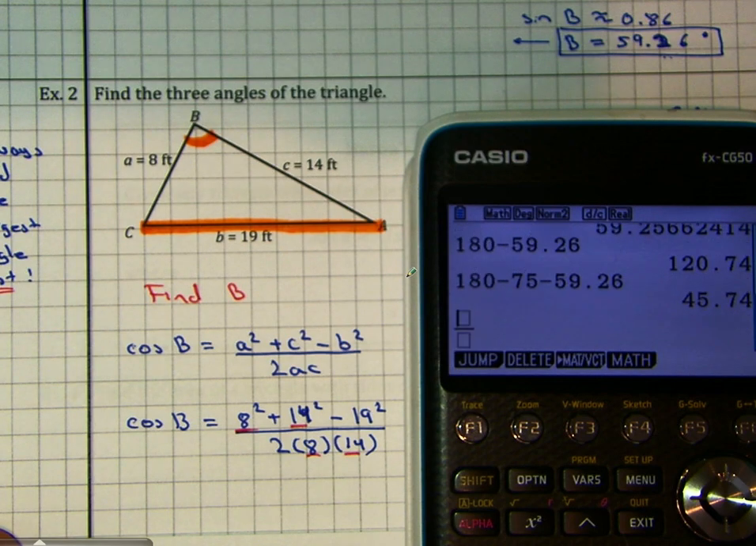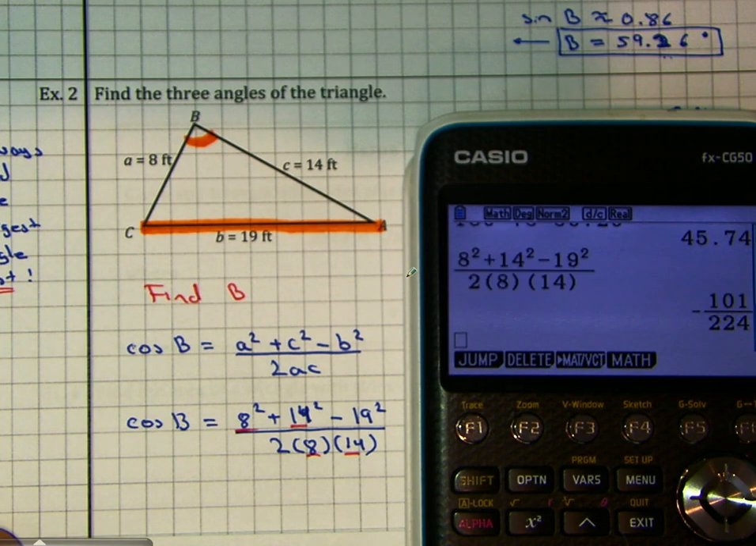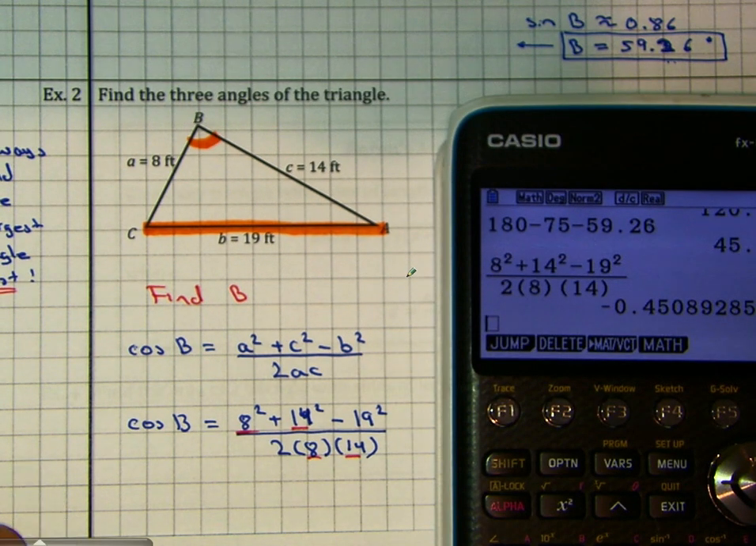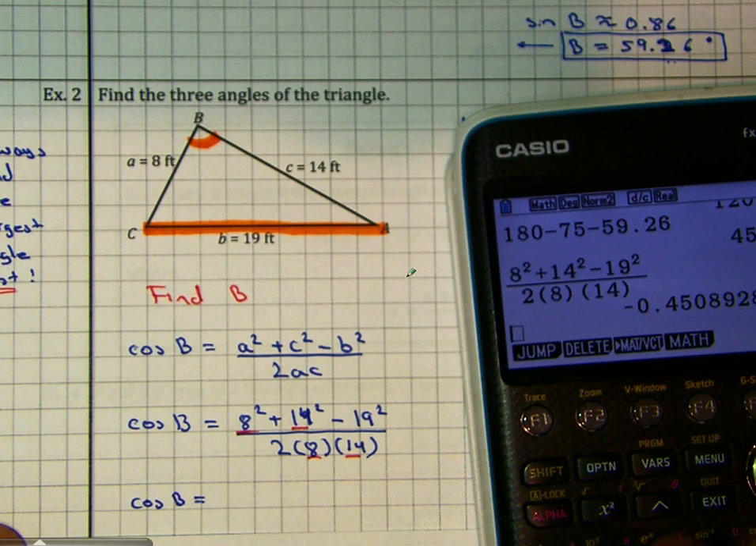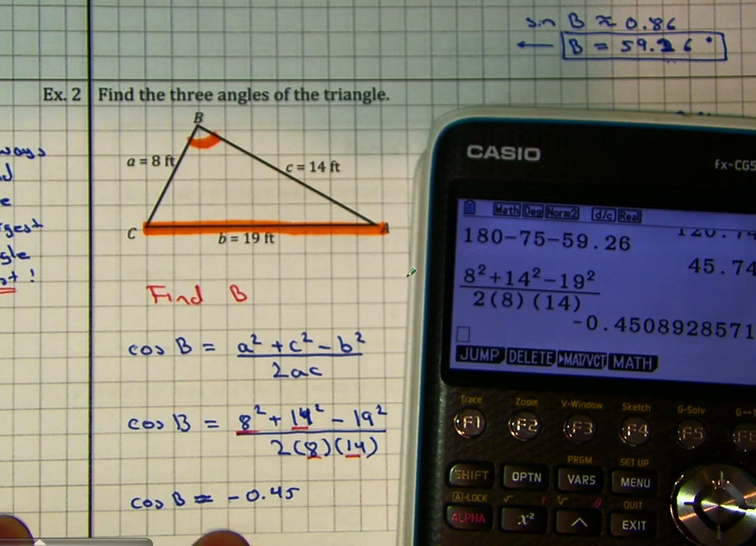So I'm going to use my fraction bar, so it'll be 8 squared plus 14 squared minus 19 squared divided by 2 times 8 times 14. And now let me just change it to a decimal. One of the reasons that you want to make sure that you write down the cosine of B is because that way, if you end up with an error, you have an idea why. The approximation is negative 0.45.